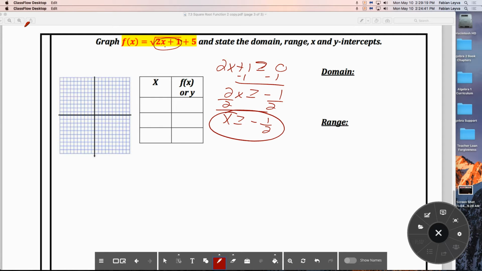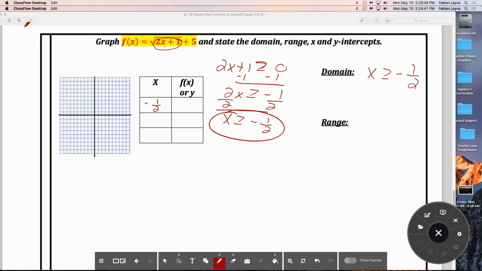So again, what did I do? I set everything underneath the radical, the radicand, greater than or equal to 0. I didn't care about the 5 because the 5 has nothing to do with what is inside of the radical. I solved for it because those are the values that make this positive or 0 or bigger. That is what my domain values are. Those are the values that I can plug in. So that should be the very first x value that you plug into your equation, which is negative 1/2.